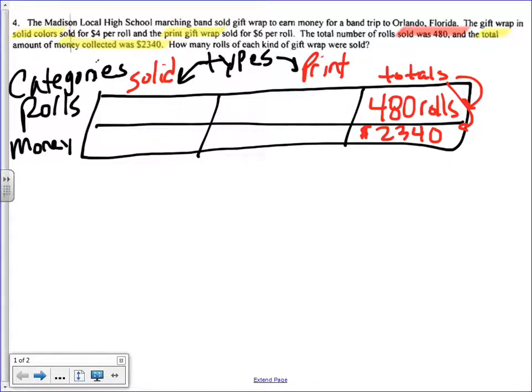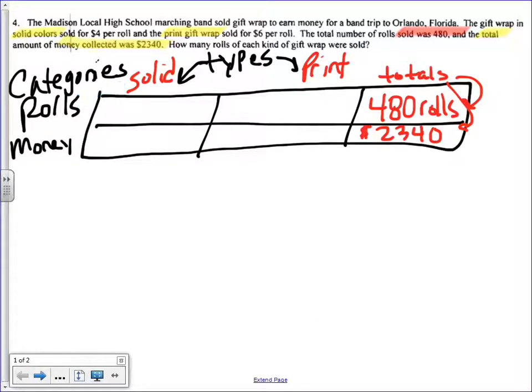All right, so now that we have all of our different pieces set up, the totals, the categories, and the types, solid and print, here's how I use the information. Now I have to ask, how many solid rolls did I use? That information would go here. Does it say that in the information? We know how much it costs per roll, but do we know how many rolls we sold?